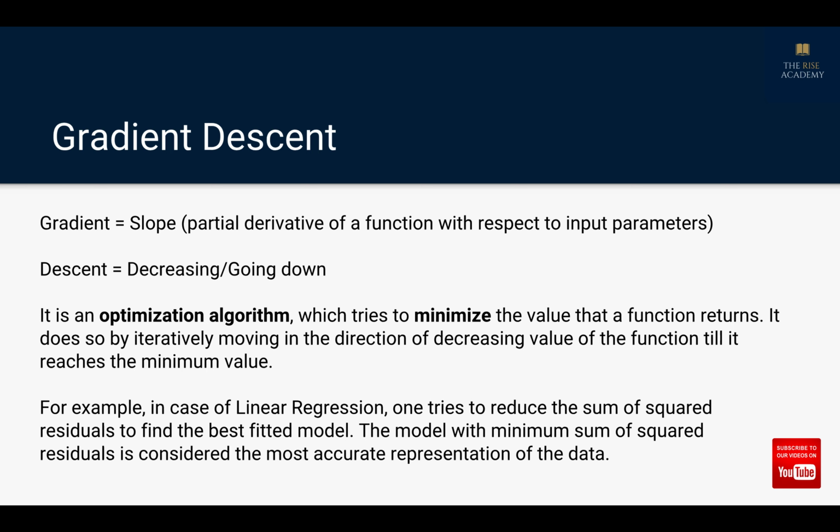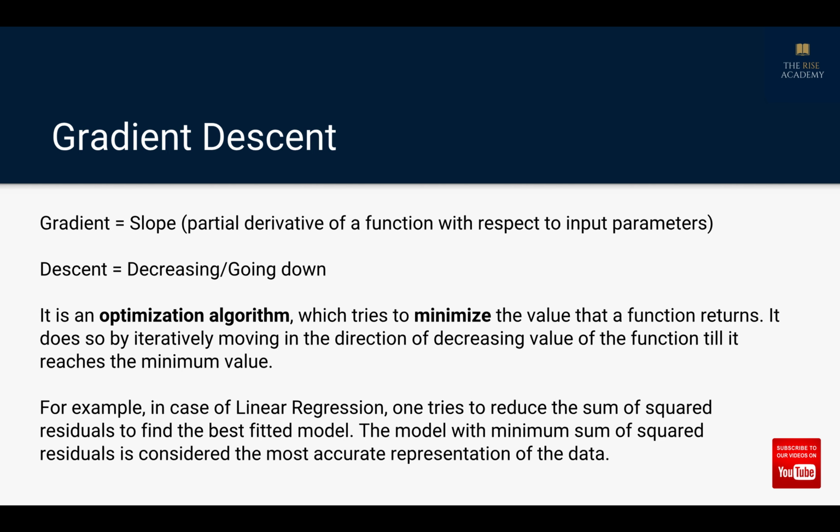It is an optimization algorithm which tries to minimize the value that a function returns. It does so by iteratively moving in the direction of decreasing value of the function till it reaches the minimum value. So a few things to remember here. First of all, it's an optimization algorithm. Secondly, it tries to minimize the value of a function. And third, it does so iteratively, right? It keeps on repeating the process again and again, and it always moves in the direction of decreasing value of the function because it is trying to find the minimum value.